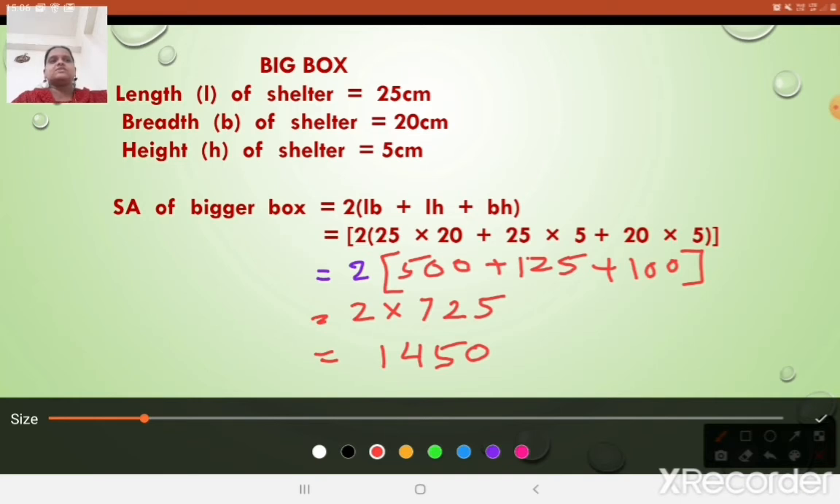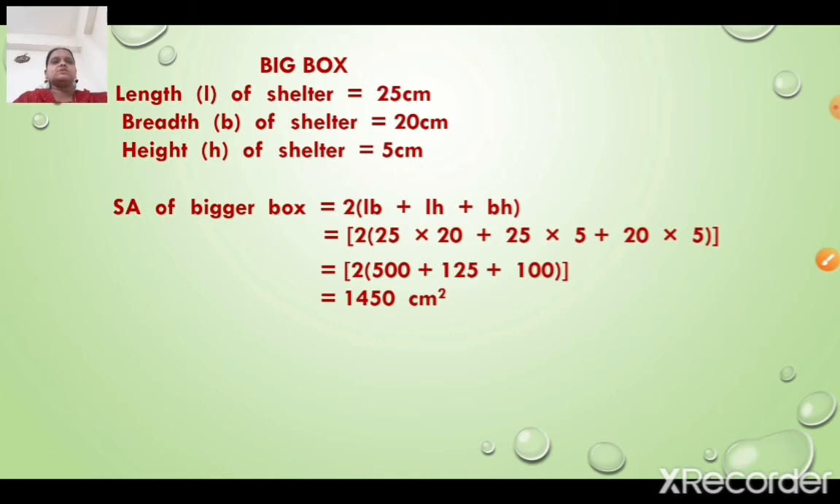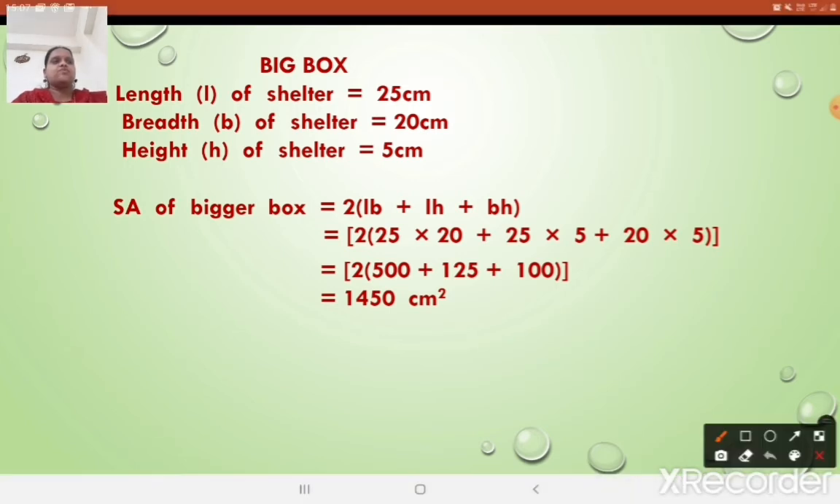Is this calculation clear to all of you? In this whole chapter, the calculation part is very important. You should be very comfortable with all the calculation part. Okay. So let us see once again the calculations. Yes, 25 into 20 is 500 plus 125, that is 25 into 5, and then 20 into 5, so it is 100. Correct. So 525 plus 500 plus 125 plus 100. And then multiply by 2, you will get the final answer as 1450 centimeters square.